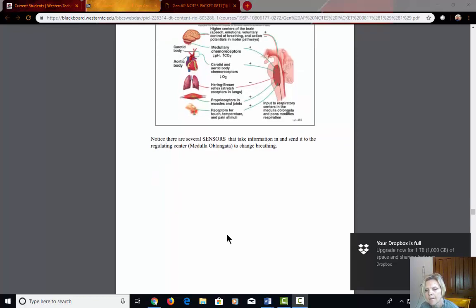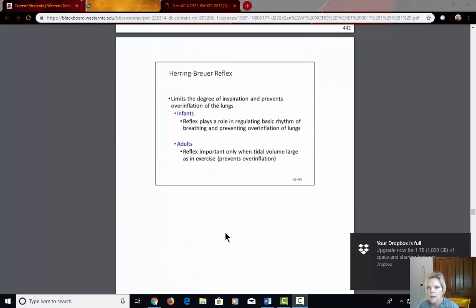So we talked about the Hering-Breuer reflex. It prevents overinflation of the lungs. It inhibits breathing when the lungs are inflated. So when we have a little stretch of the alveoli, that is going to inhibit the medulla and it's going to cause exhalation. So again, it prevents overinflation in infants as well as adults when they're exercising and maybe they're maxed out with their exercise and really out of breath, that we don't want breathing to continue in an inhalation because that would cause overinflation.